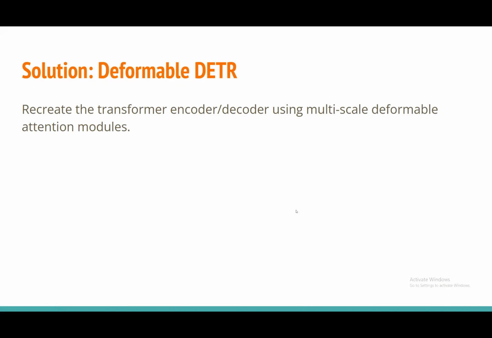The solution that will use both of these concepts is the deformable DETR. We want to recreate the transformer encoder and decoder using the multi-scale deformable attention modules, and I will pass on to Jacob O'Quinn to explain the method.